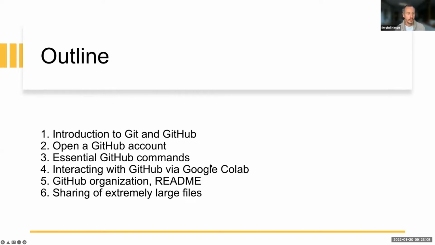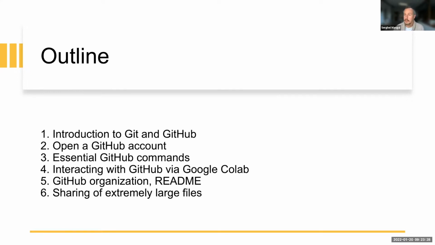And then we'll learn how to interact with GitHub via Google Colab. It's a little bit tricky because Google Colab is online and GitHub is online, but we'll get there. Then GitHub organization: how to organize your results, and how to write a Readme file. I think that's essential, that's important, that's a must-do.